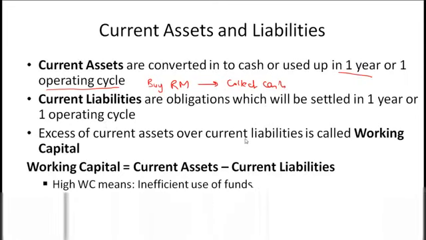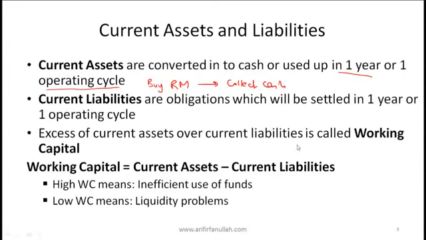Excess of current assets over current liabilities is called working capital. So working capital is simply our current assets minus current liabilities. High working capital means that we have a lot of current assets, a lot of money tied up in our current assets relative to our immediate obligations, and this would imply an inefficient use of funds. Low working capital would mean potential liquidity problems.